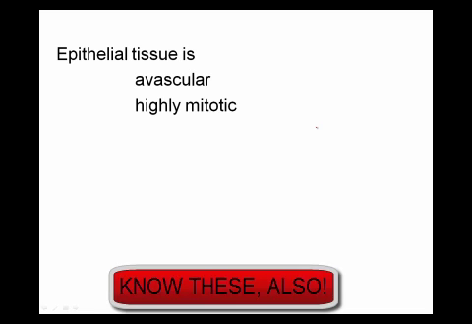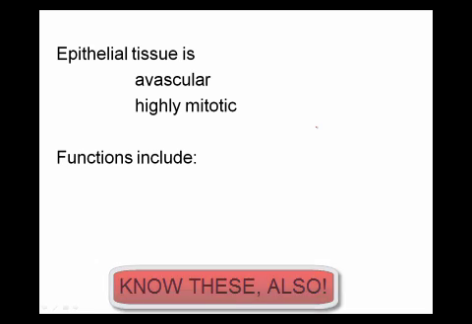Some other characteristics about epithelial tissue. The epithelial tissue itself is avascular, which means that it does not have blood vessels. It must get all of its nutrients and oxygen as well as dispose of waste through diffusion. There are no blood vessels in epithelium. It is very highly mitotic. Epithelial tissue constantly goes through mitosis.